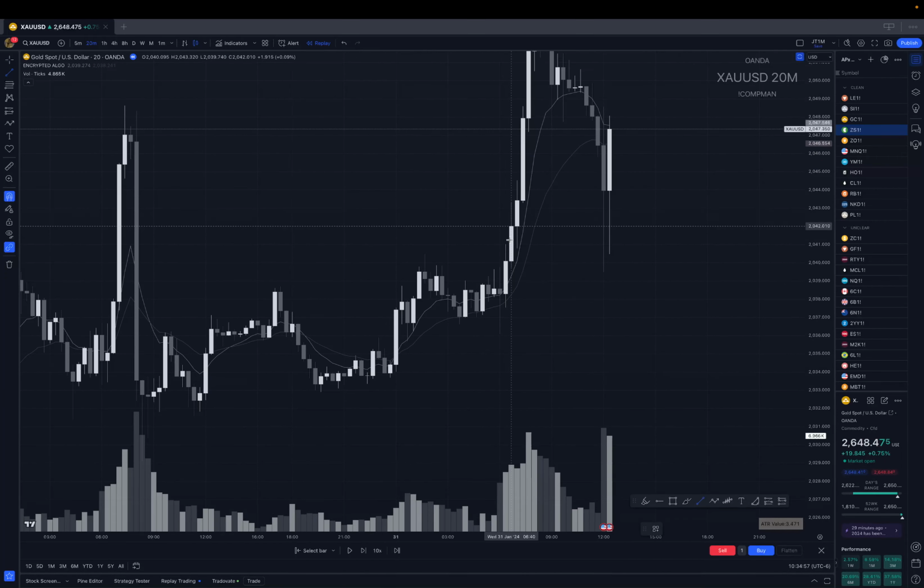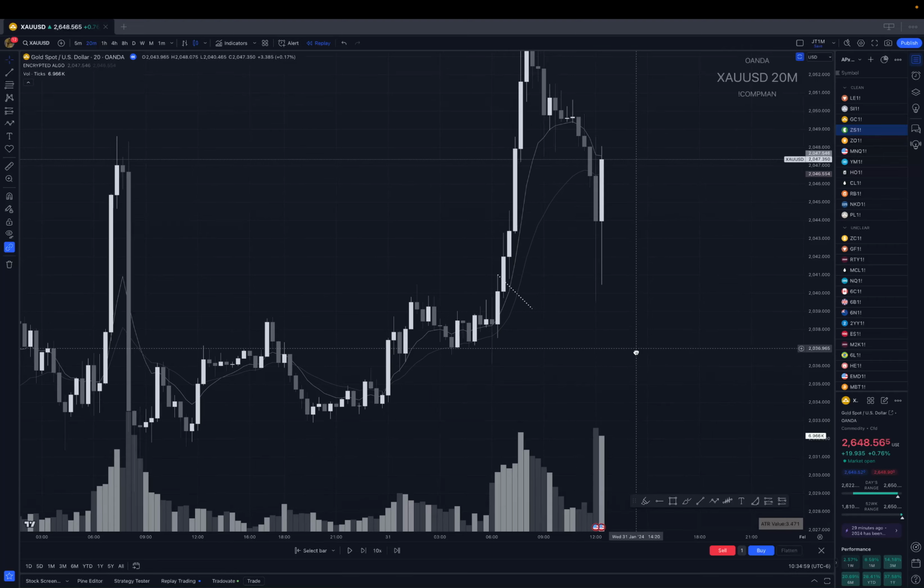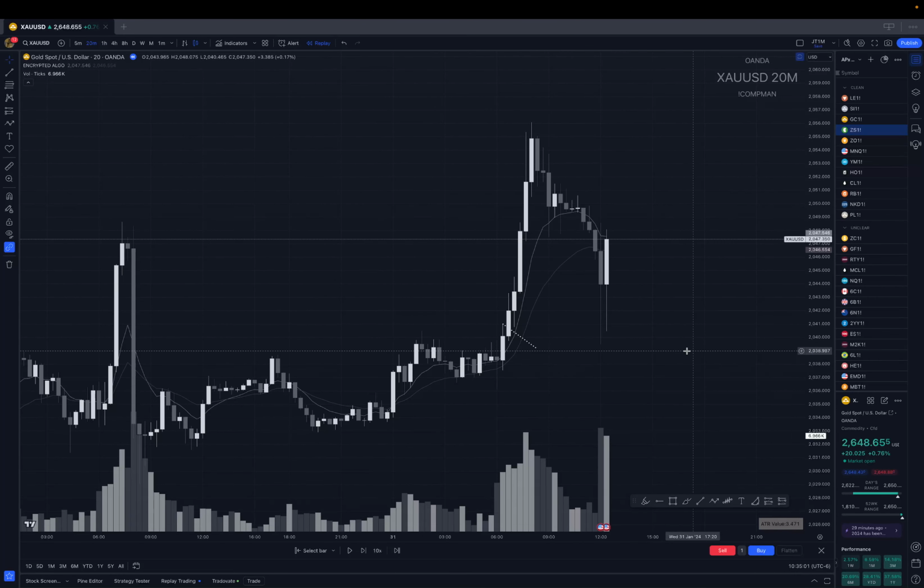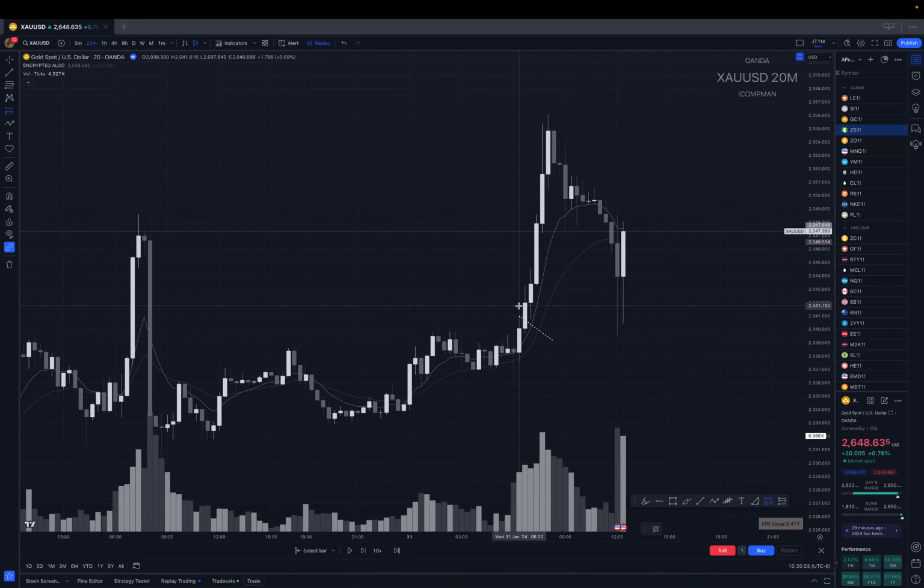Whoa. Nope, this would have been your entry. Fuck. I totally messed that up. Okay, but low, whatever this low is. Move to break even on this candle and then probably manage to 5R. There you go.